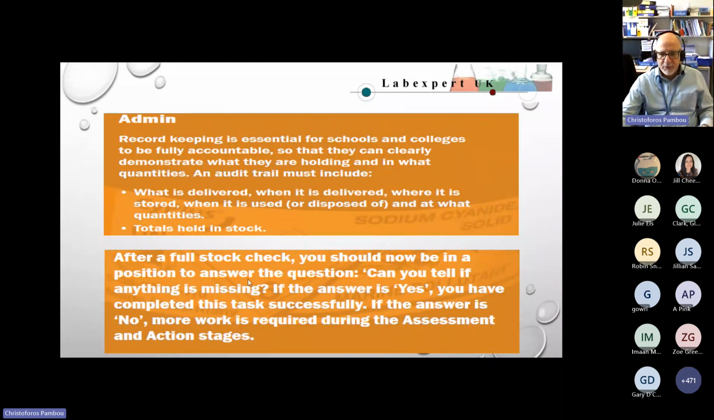So after a full stock check, you should now be in a position to answer the questions. Can you tell if anything is missing? If the answer is yes, you have completed this task successfully. And again, as we said at the beginning, if the answer is no, more work is required to be done.